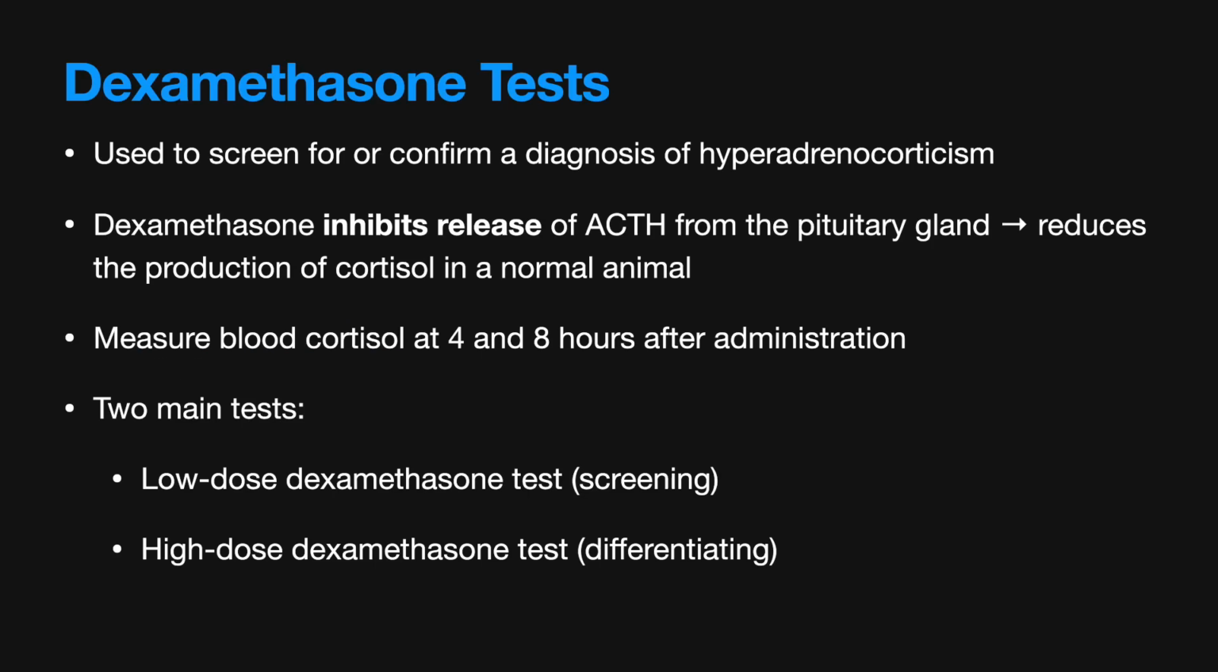So for diagnosing hyperadrenocorticism, we use dexamethasone tests to either diagnose or screen for the disease. Dexamethasone is used because it inhibits the release of ACTH from the pituitary gland, and therefore it should reduce the production of cortisol in a normal animal. So to perform the test, you administer dexamethasone and then measure blood cortisol levels at 4 hours and 8 hours after administration. There are two main dexamethasone tests that we use, and they are low-dose and high-dose testing.